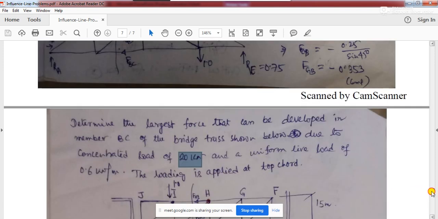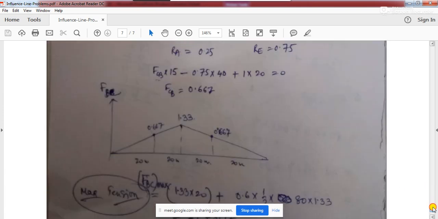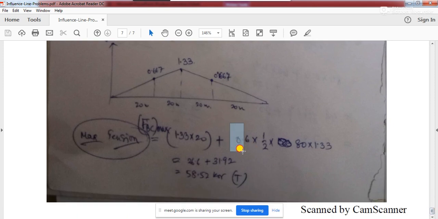Sorry, this 20 kilonewton is the point load, and how much is the uniform load? Uniform load is 0.6 kilonewton per meter. So a 0.6 kilonewton per meter load is moving over the beam. So 0.6 multiplied by the area of the influence line. So this is your area of the influence line, and from this area you can easily get the amount of tensile force or compressive force on the member.